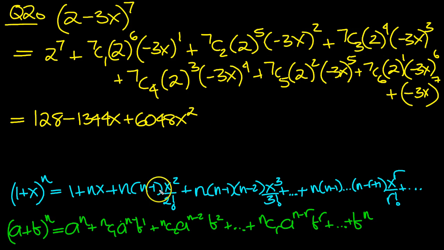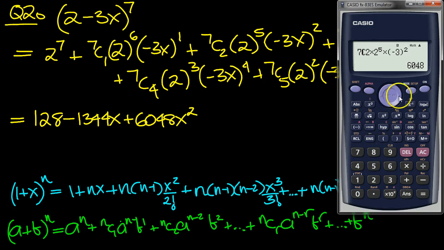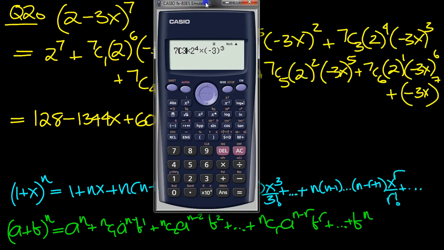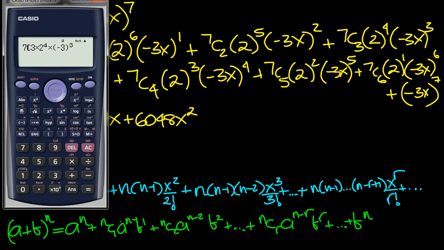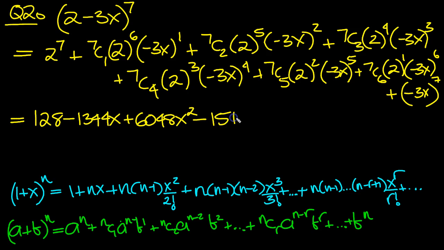The next one, on our calculator, let's toggle back and change it to a 3. That increments. The powers of 2 decrease, so that goes down to a 4. And we've got 7c3. 7c3, 2 to the 4, minus 3 cubed, minus 15120, and that has an x cubed here as well. So put that in now.